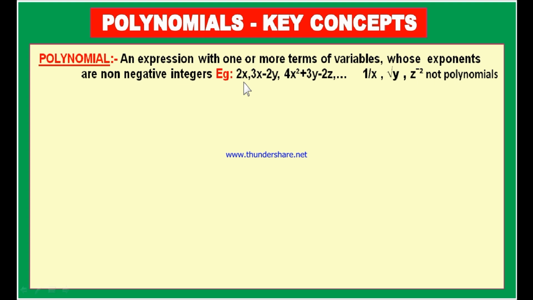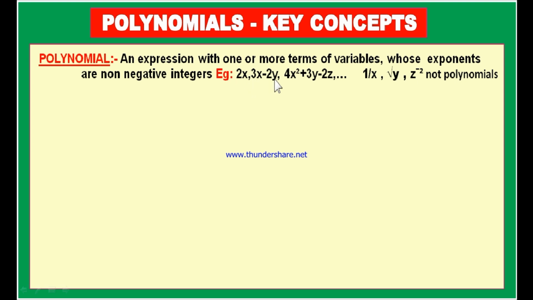You verify these examples. 2x. 2x is an expression. It contains one variable x. It has only one term. 2x is considered as a single term. In this, the variable is x. Here, 2x means what about the exponent of x here? The exponent of the variable x is 1, which is a non-negative integer. Therefore, 2x is stated to be a polynomial.